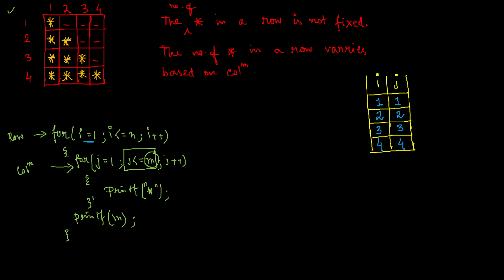Now what you have to do is find what is the value of j. This value of j is basically some function of i. What I mean to say is that how many times j runs is not fixed for all the rows.